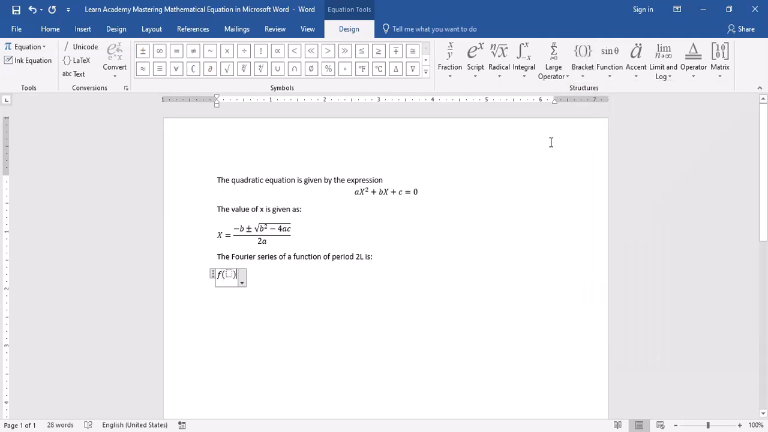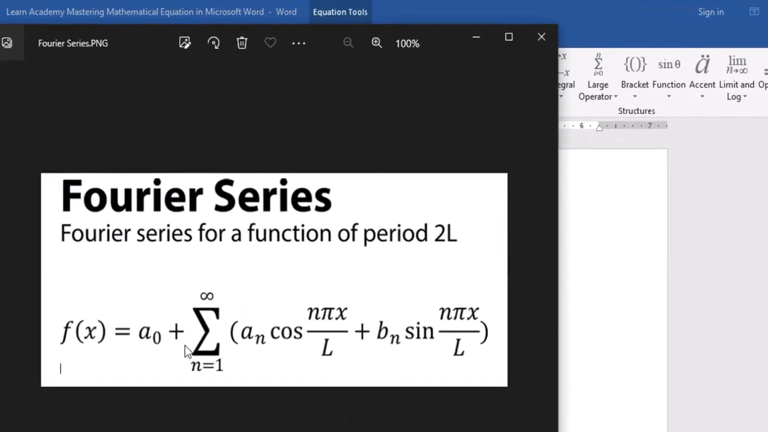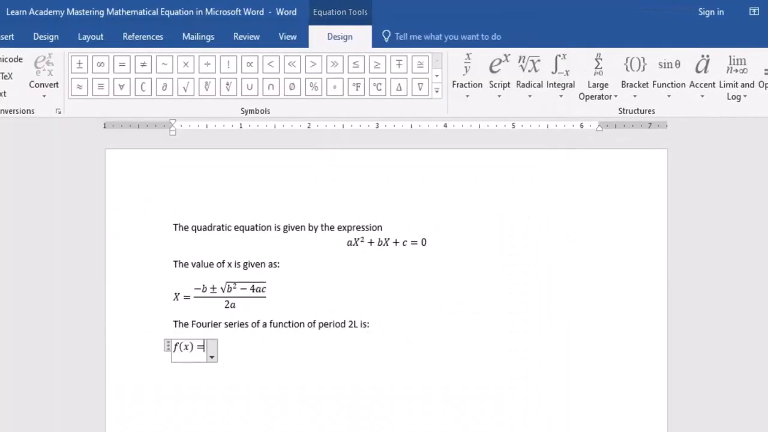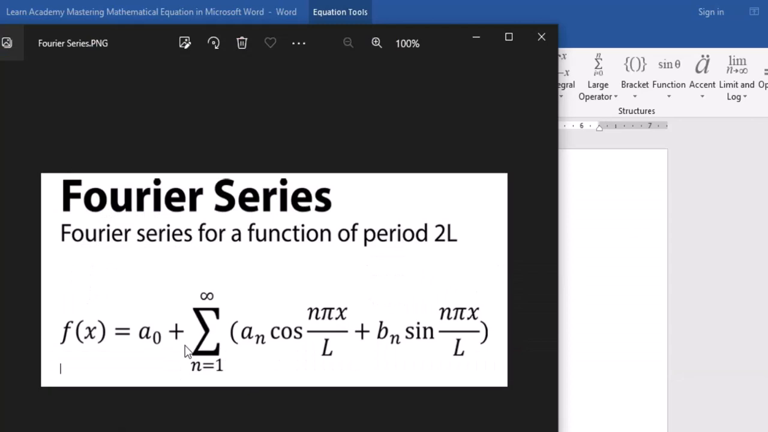So I just click on the square space here and put my x. The first one, I have my f of x. So my f of x, then I just simply type my equal sign. Then the next one is to have my a subscript 0. I need to have my a subscript 0.